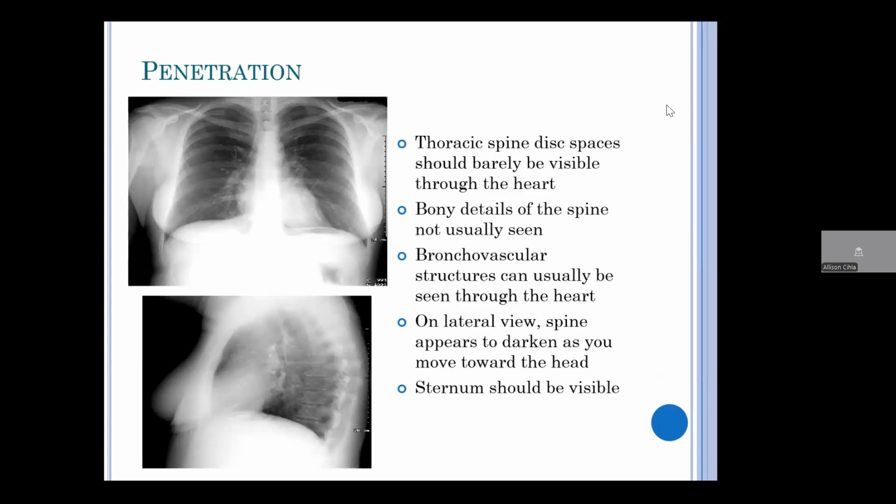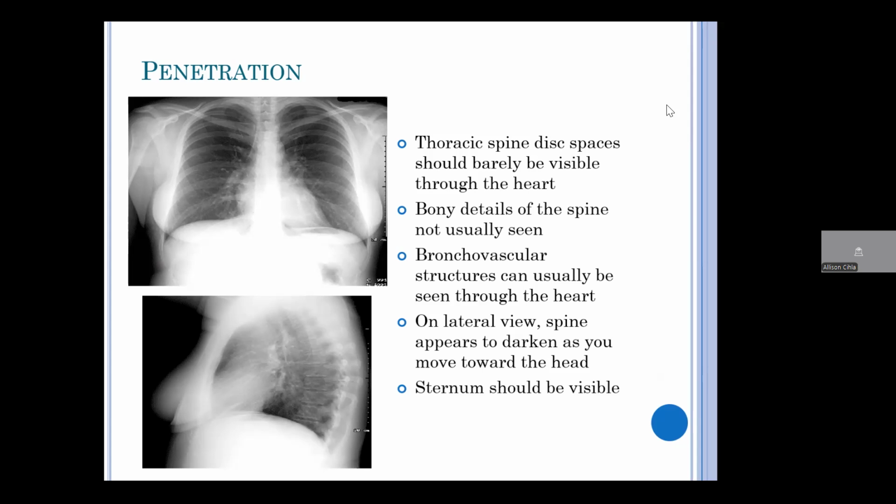The next thing you want to look at is penetration. You want to make sure that you're not getting over penetration or under penetration. You want to be able to see the thoracic spine disc spaces, barely through the heart. Usually you cannot see the bony details of the spine.